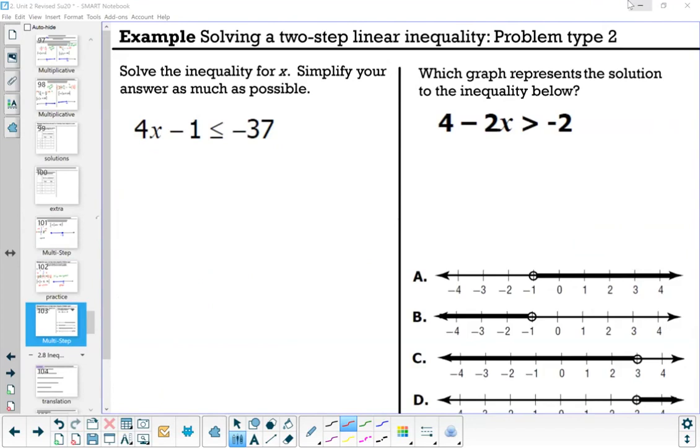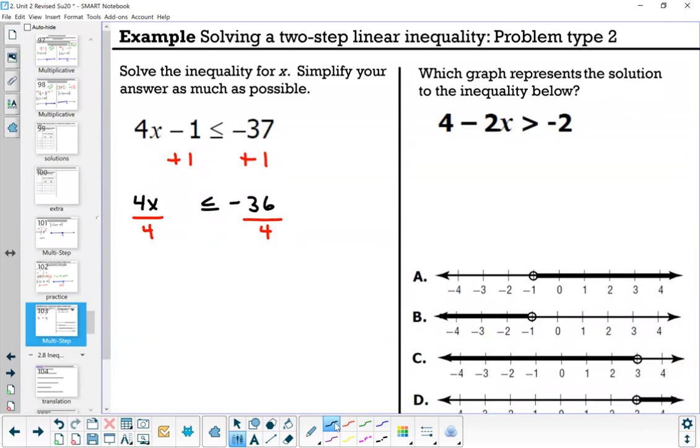I'm just going to do the one on the left side. We have 4x minus 1 less than or equal to negative 37. So I'm going to do plus 1 on each side. And that gives me 4x less than or equal to negative 36. Done adding and subtracting, so now multiply or divide, and we're going to divide by 4 on each side. Do not flip the symbol because we divided by a positive number on both sides.